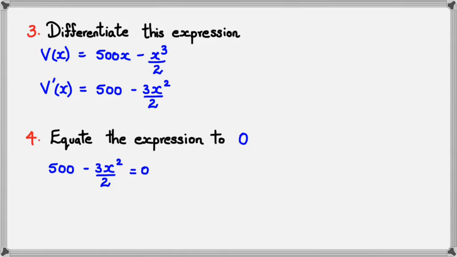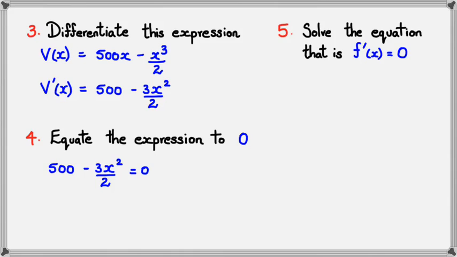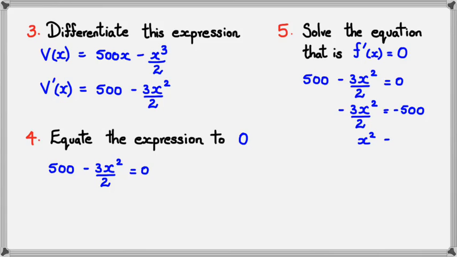So there we go. Equate the expression to 0. So 500 minus 3x squared divided by 2 equals 0. And now we need to solve this for x. So solve the equation f dash of x is equal to 0, or in other words, you put the gradient equal to 0 and solve it. Rearranging everything, we should get x squared is equal to negative 1000 divided by negative 3, or x squared is equal to 1000 divided by 3.